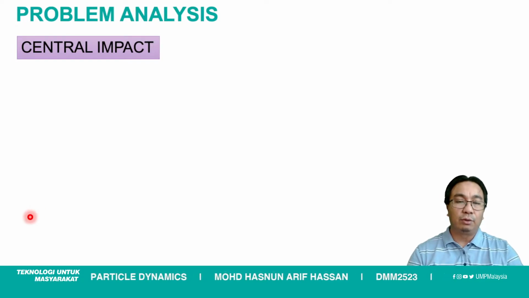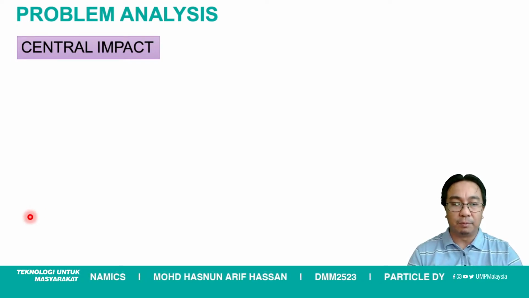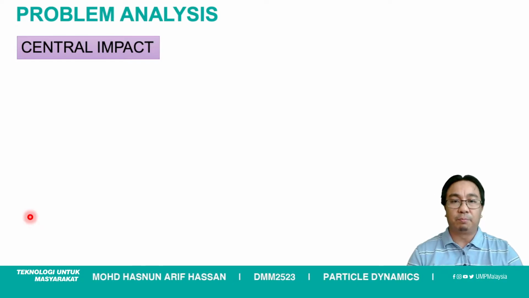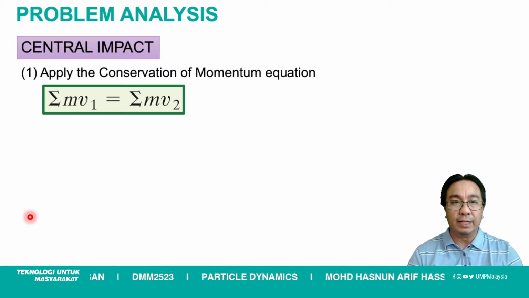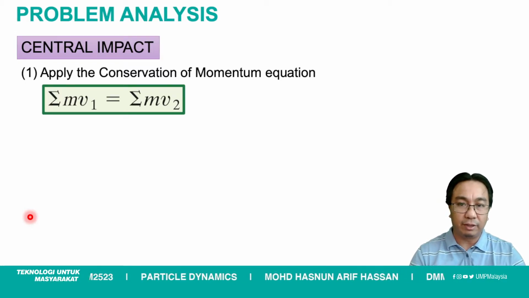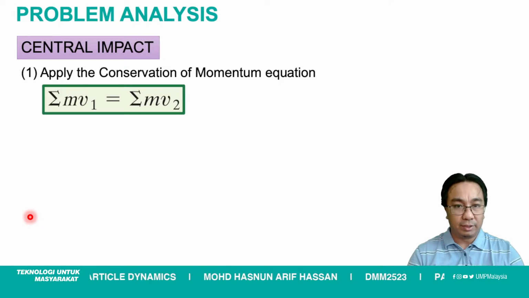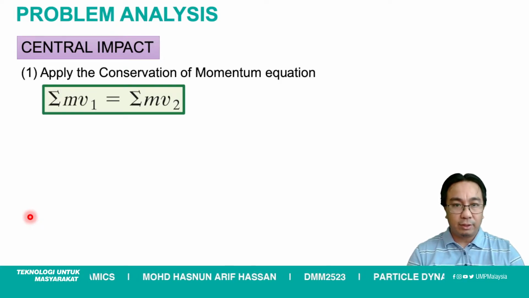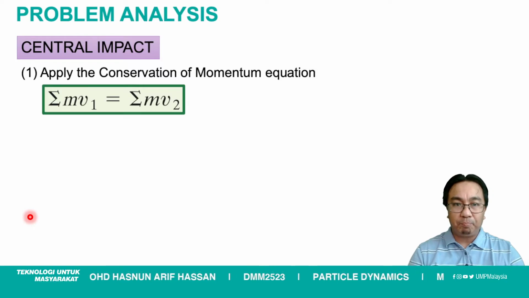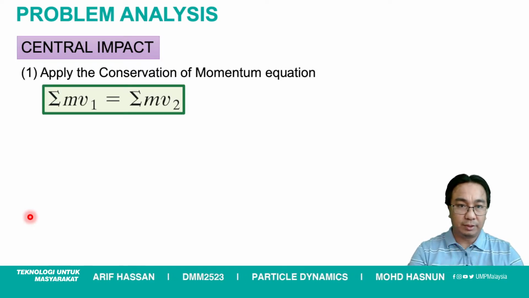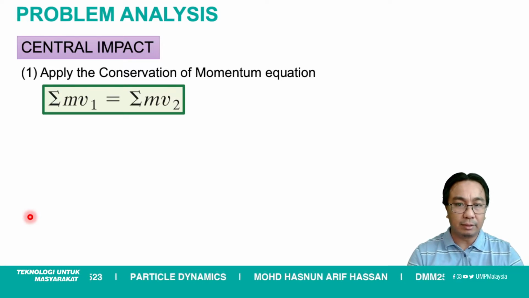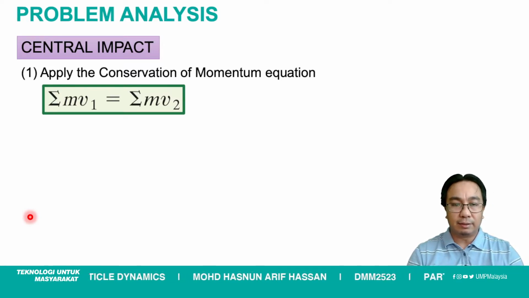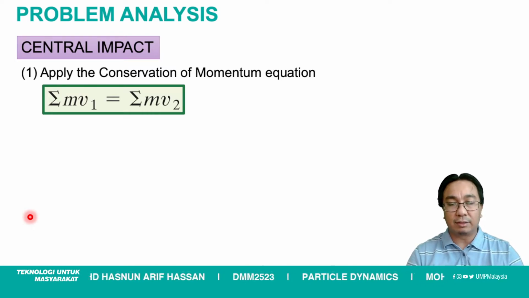In the case when we have a central impact problem and we would like to solve it, the first thing to do is to apply the conservation of linear momentum equation. This is what we have learned in the previous lesson. So you have total mv1 is equal to total mv2. This is one equation that you have to apply as the first step to solve the problem related to central impact.